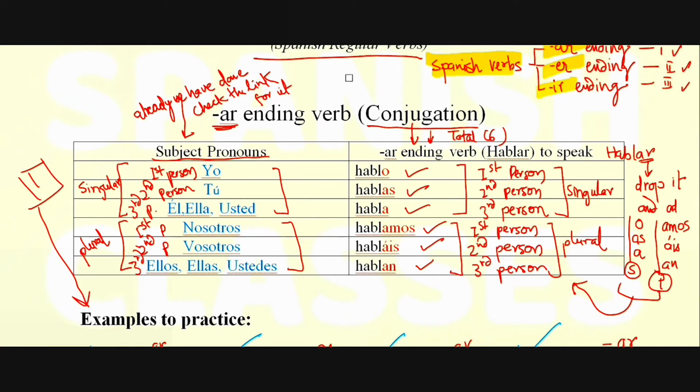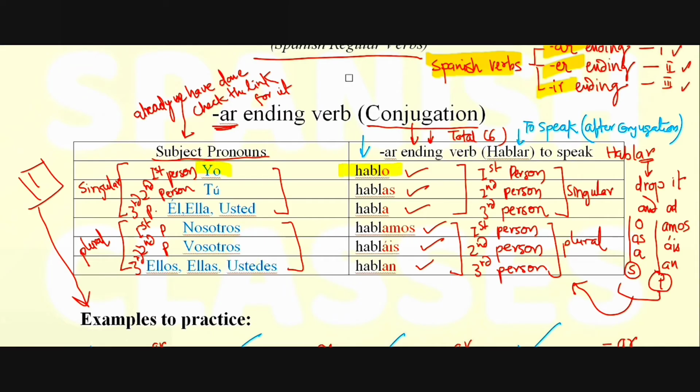See, first part is subject pronouns. Yo, tú, él, ella, usted, you can see in blue. Nosotros, vosotros, ellos, ellas, ustedes. And this hablar is the verb. It means to speak. Hablar means to speak, and hablar is AR ending verb. After conjugation, what happens? We get 6 forms of the verbs. Those are hablo, hablas, habla, hablamos, habláis, hablan.